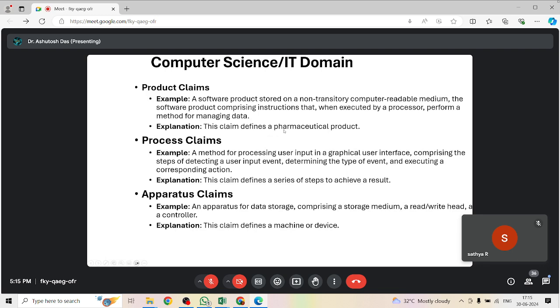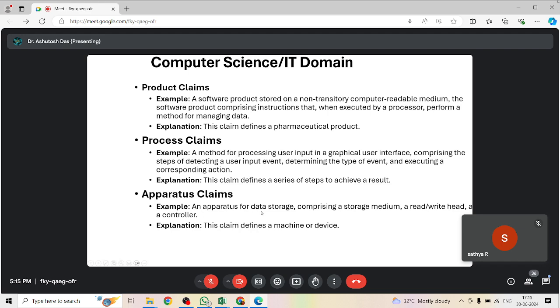Computer science example: a method for processing user input to a graphical user interface (GUI), comprising the steps of detecting a user input event, determining the type of event, and executing the corresponding action. So this is the process of executing that. Part 2, next, is how connectivity works. So, the process.